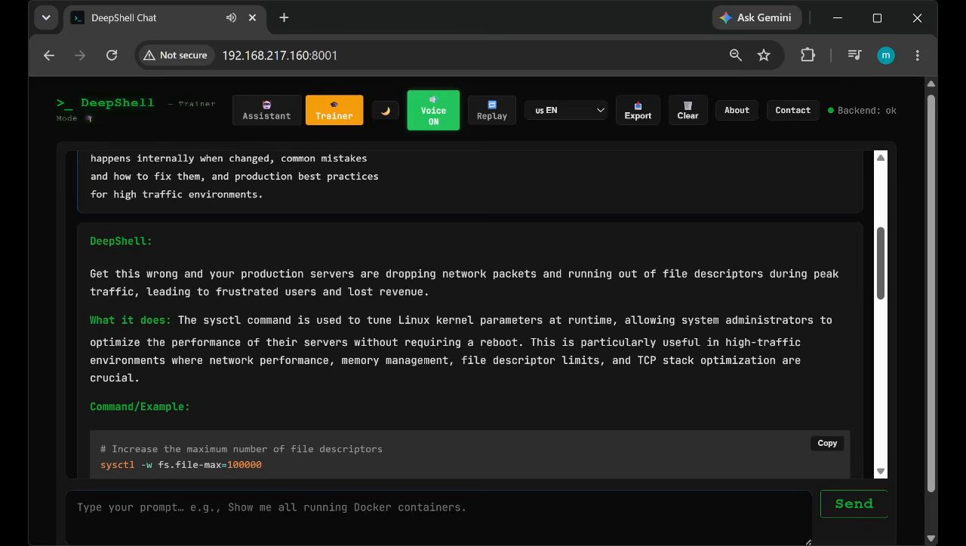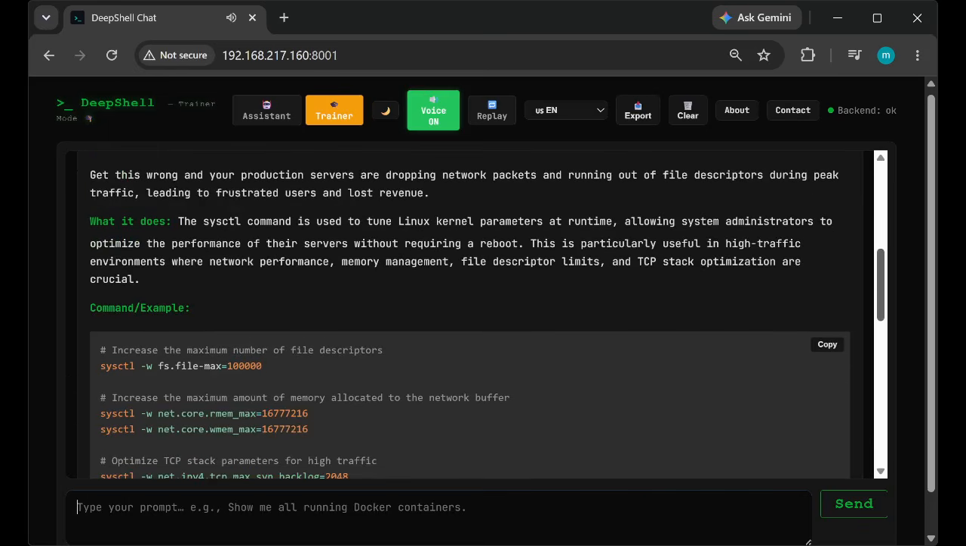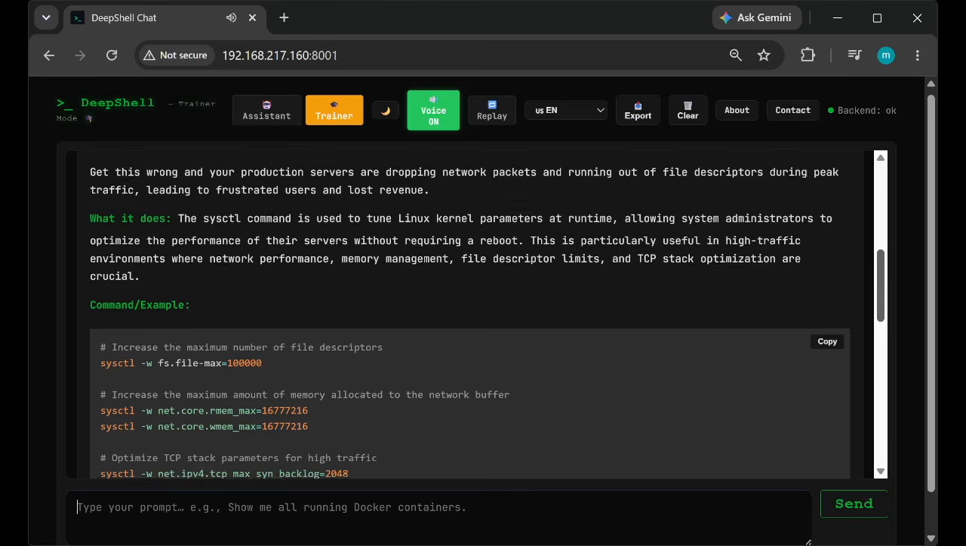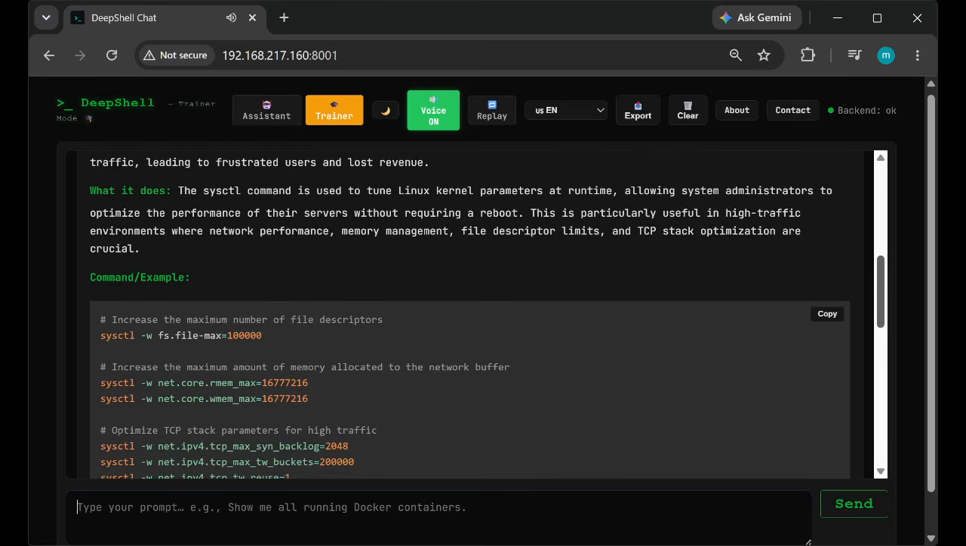What it does. The sysctl command is used to tune Linux kernel parameters at runtime, allowing system administrators to optimize the performance of their servers without requiring a reboot. This is particularly useful in high-traffic environments where network performance, memory management, file descriptor limits, and TCP stack optimization are crucial.